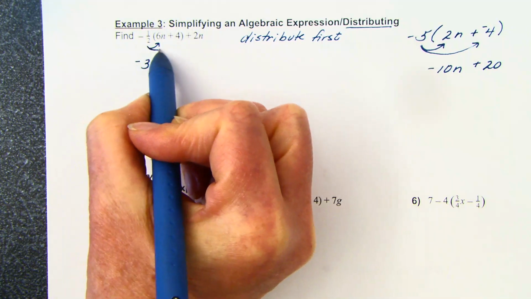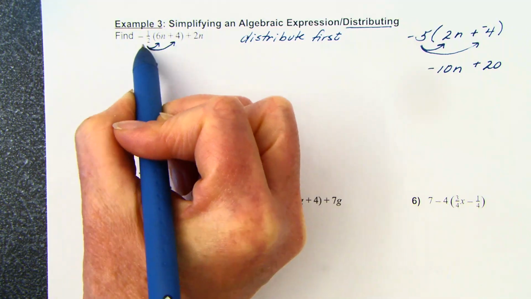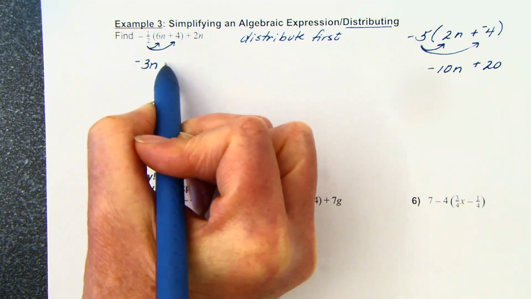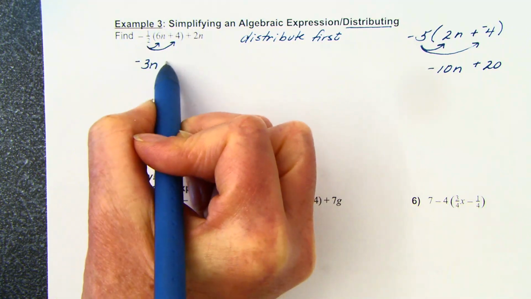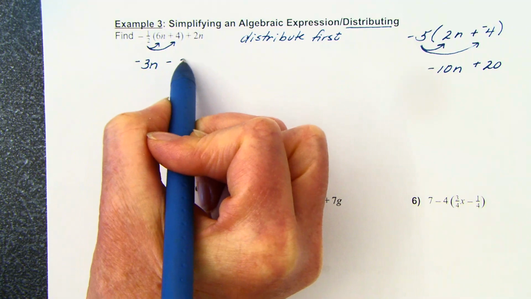And then I've got negative 1/2 times 4. Half of 4 is 2, and it was negative. A negative times a positive is negative. So minus 2.